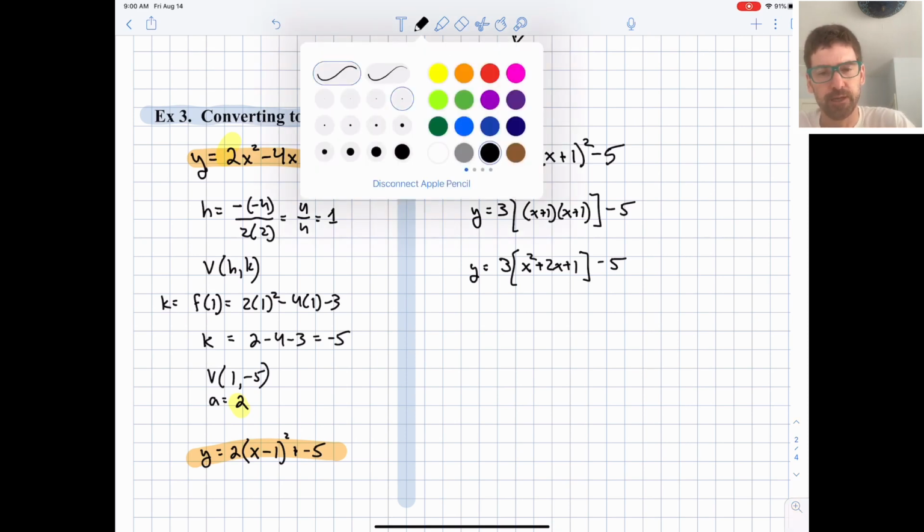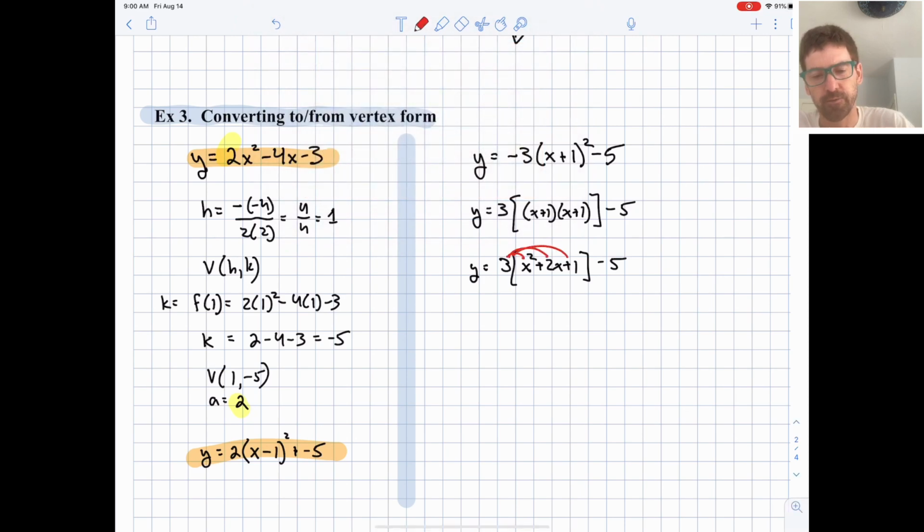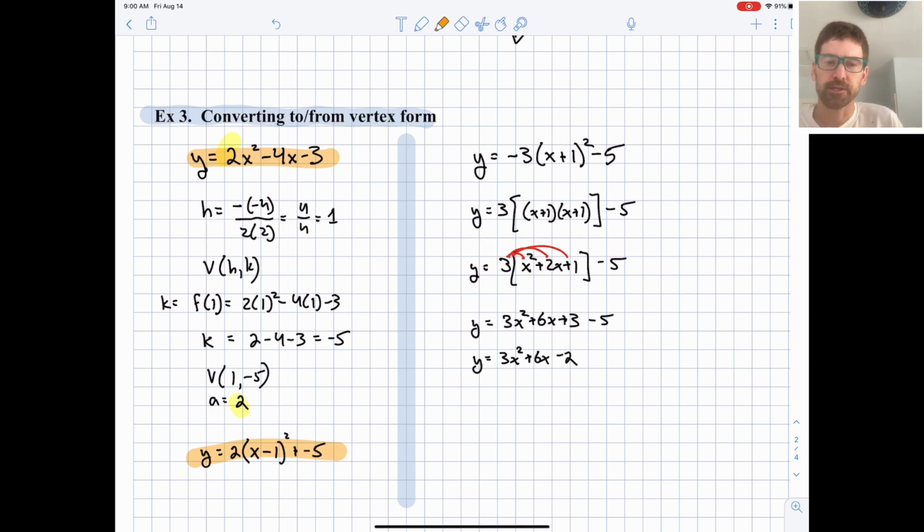I am going to then distribute the 3 all the way through and get y equal 3x squared plus 6x plus 3. And then we have a minus 5. And lastly, I'm going to combine some like terms. 3x squared plus 6x minus 2. All right, so again, just to be clear, this parabola and this parabola are the same. The equations are just in different forms, but they both represent identical parabolas. All right, and that's a good place to stop.